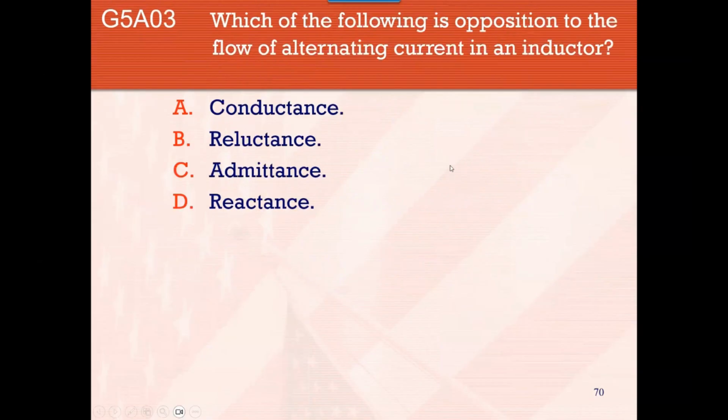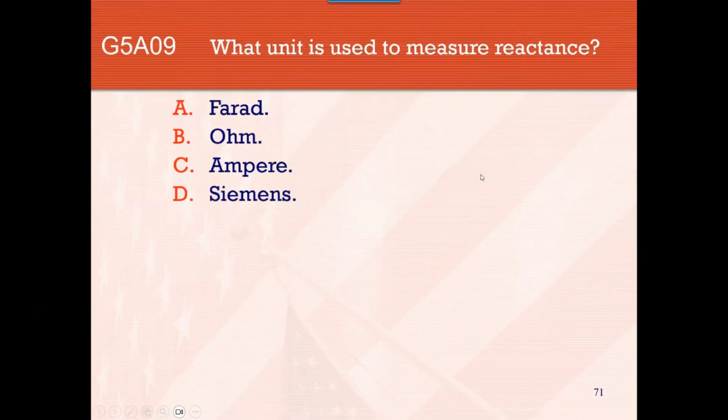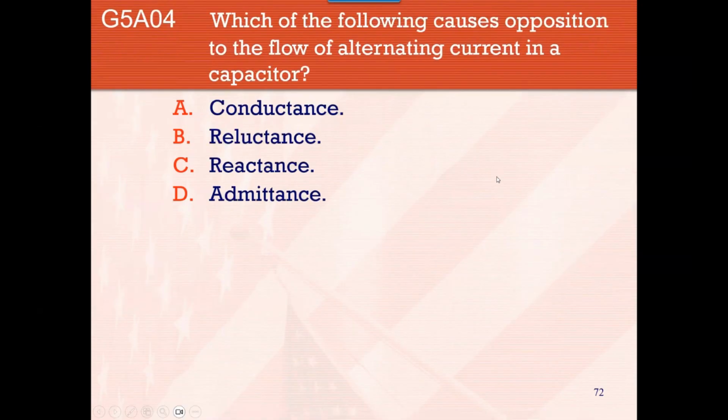What is the opposition to the flow of AC in an inductor? It's called reactance. And this is just memorizing terms. The unit of measure is the ohm, fortunately. Which of the following causes opposition to the flow of alternating current in a capacitor? The reactance.